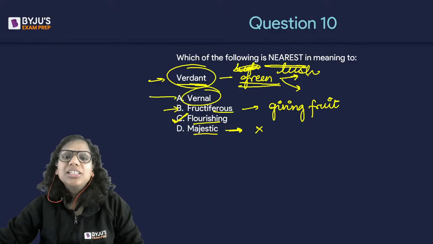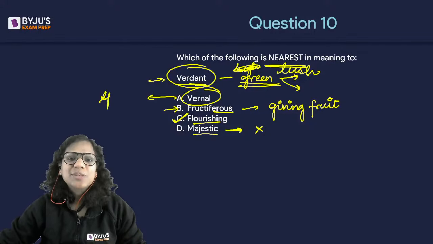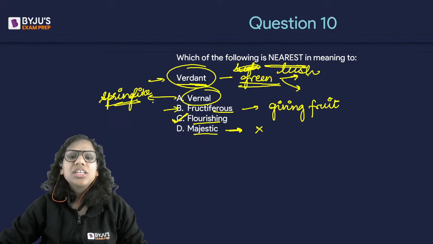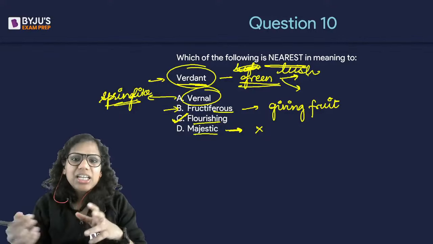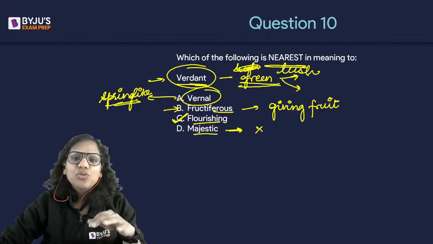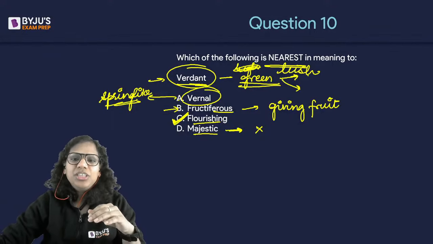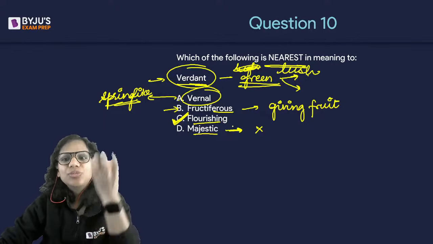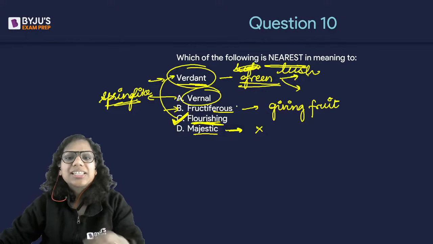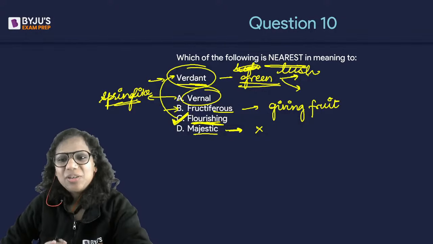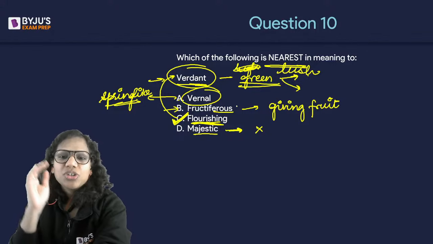Vernal is something that is associated with spring. Vernal means spring-like. So this has more to do with spring than with something lush green, right? And that is why out of the two of these, I preferred C. This idea, something that is healthy, something that is growing, something that is lush, this is closer to verdant as compared to vernal. Make sense? So this was a moderate question because of A and C.